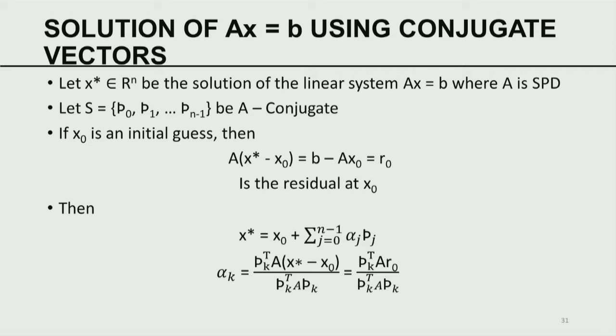With that in mind, I am now going to talk about the solution of Ax equals b using conjugate vectors. You may wonder, we started with minimization, now I am considering Ax equals b. I would like to ask you to recall the following fact. If f of x is equal to 1 half x transpose Ax minus b transpose x plus c, if I took the gradient of f of x, that is equal to Ax minus b, and if I set the gradient to 0, I get Ax equals b.